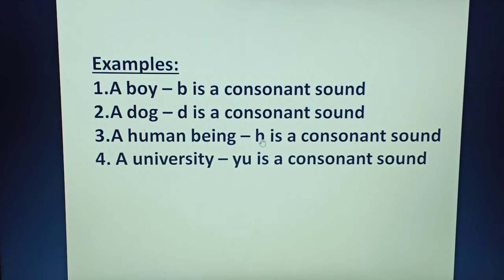Next one is a university. So the sound of university is "yuniversity", right? I'm repeating it three times. So it also has a consonant sound. That's why we are using a here.